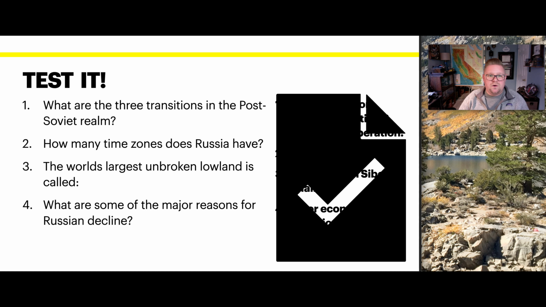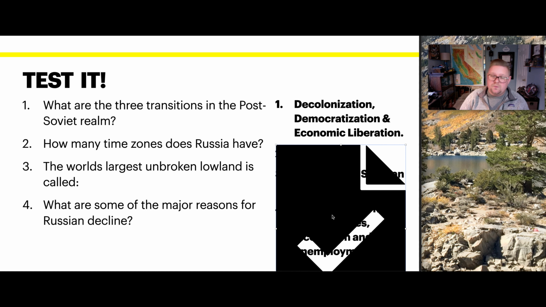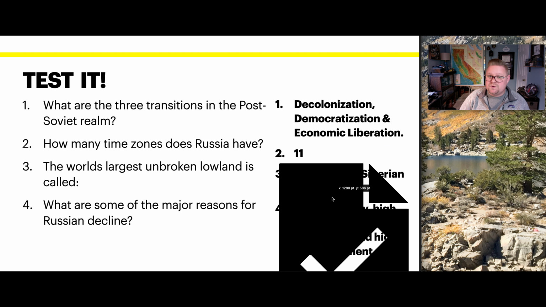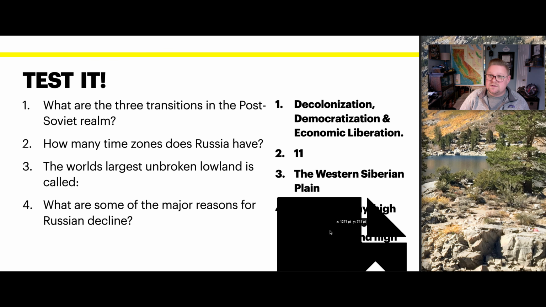So question 1, what are the 3 transitions in post-Soviet realm? We have decolonization, democratization, and the economic liberation. Question 2, how many time zones? There are 11 time zones in Russia. Question 3, the world's largest unbroken lowland is called the Western Siberian Plain.